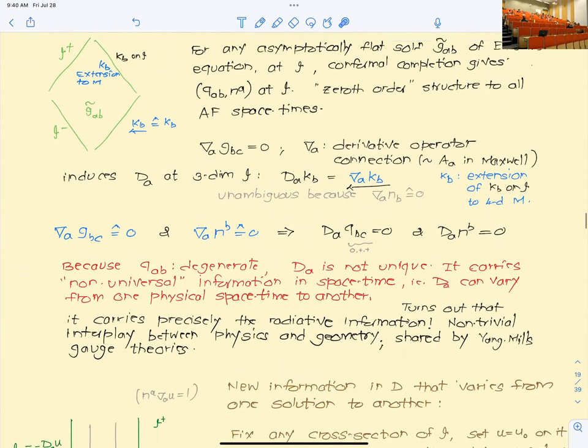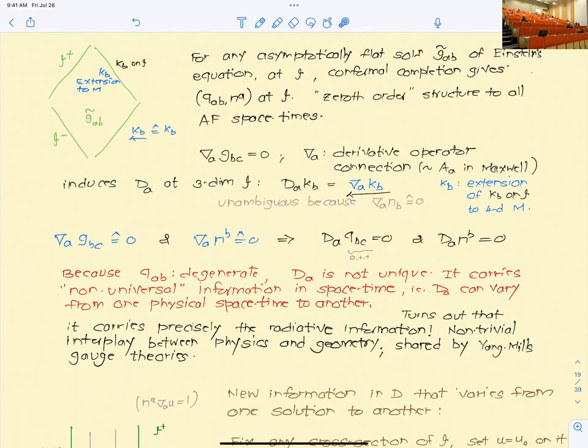So that is the last part of this talk. Let me tell you the main ideas up here. The main idea is the following. For any asymptotically flat solution g-tilde-ab of Einstein's equation, the conformal completion gives us scri with an intrinsic metric q_ab and null normal n^a. And this is a universal structure. This is common to all space-times, as we just saw. This is, so to say, the zeroth order structure, just obtained from the metric and the conformal factor. And that is common to all asymptotically flat space-times.